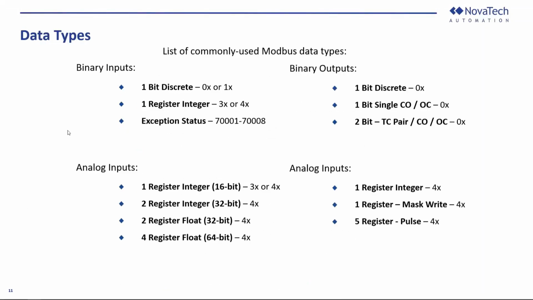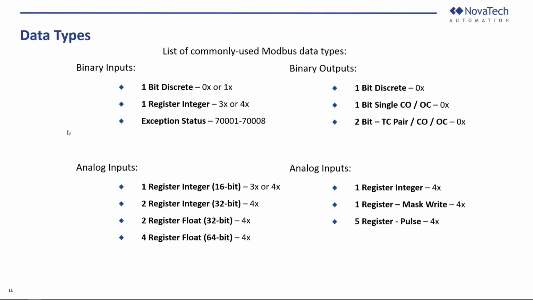So some of the commonly used Modbus data types: binary inputs might be a 1-bit discrete, like I mentioned before. Those are 0x or 1x. One register integer, so 3x or 4x, and that's where you could read each bit of that register.